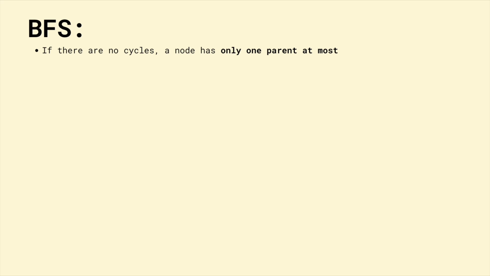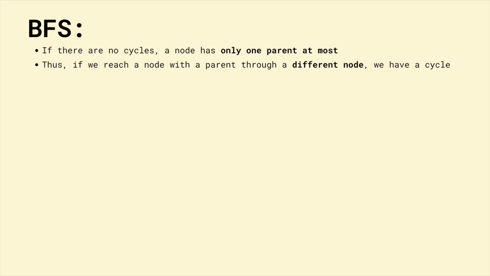Let's now get into how we use BFS. A graph with no cycles means that each node has only one parent at most. If we reach a node that already has a parent assigned to it, we thus have a cycle. Let's take a look at a quick example to show what I mean.